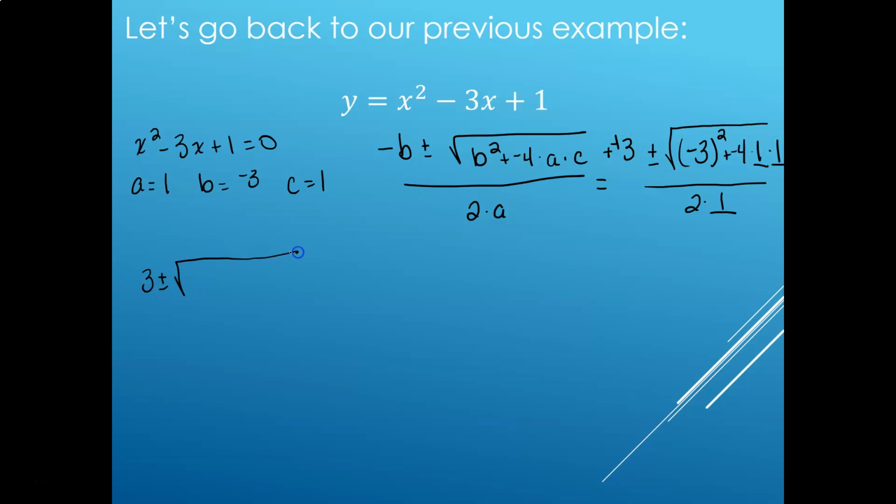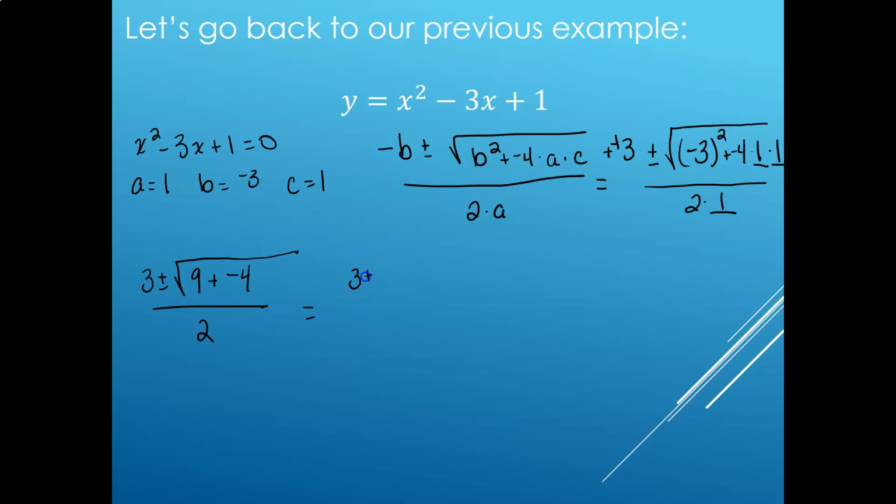Let's next simplify inside the square root piece by piece. We always do our exponents first, so negative 3 squared is negative 3 times negative 3, which is positive 9. Be careful about your signs there. And then that's plus negative 4 times 1 is negative 4. And that's all divided by 2 times 1, which is 2.